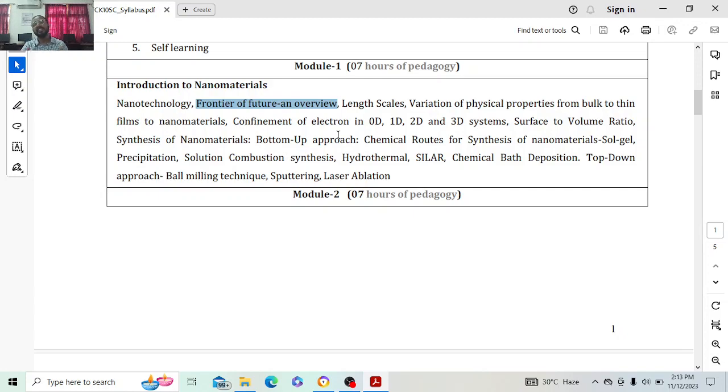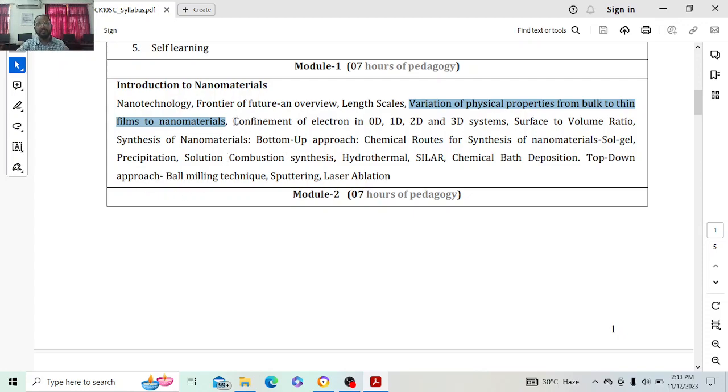Next, we have the length scales. Length scales are nothing but the difference between bulk and nanostructure, and how exactly they differ. Similarly, under this, the various physical properties from bulk to thin films to nanomaterials, how exactly the property varies from the bulk material to the thin films and to the nanomaterials.